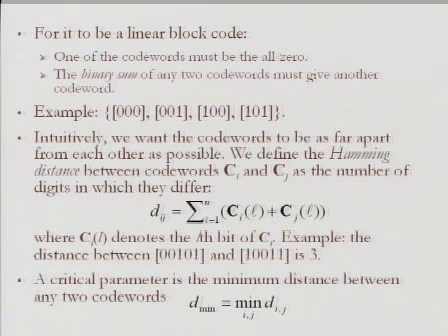That you confuse one with another one. So you're going to make an error when you confuse a code word with another one. So to make sure that doesn't happen too often, we're going to put them as far apart as possible. So how do we define the distance between code words?